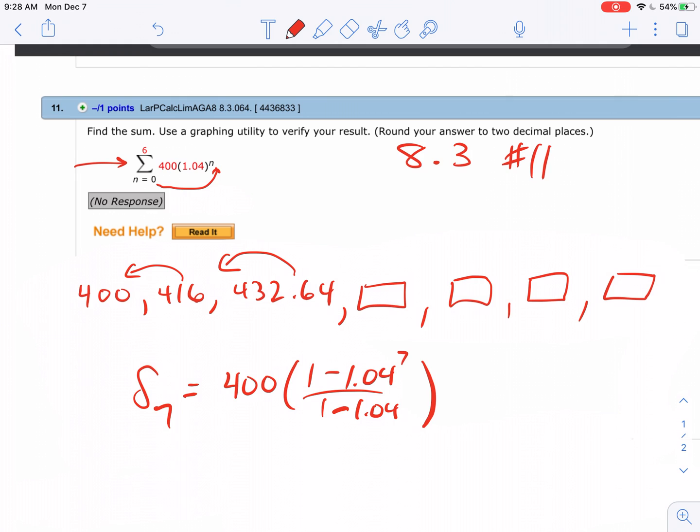So again, though, if you wanted to find these terms, it's going to take you longer, but if you recognize it's geometric, you can use the formula.